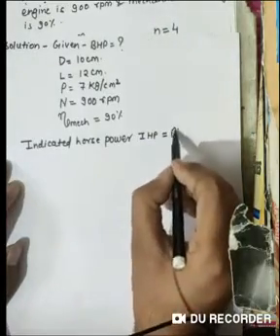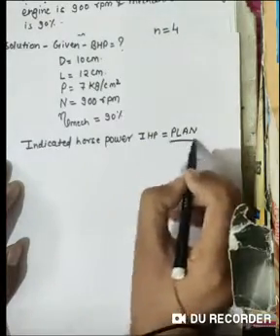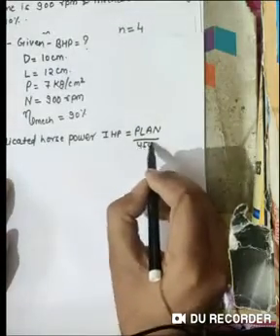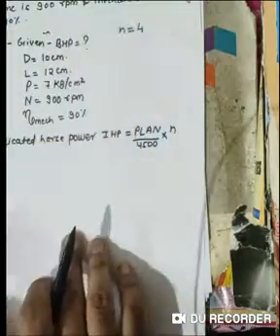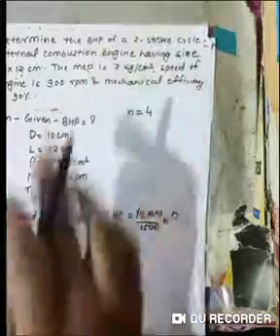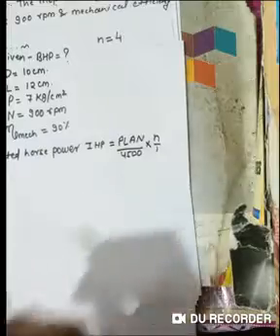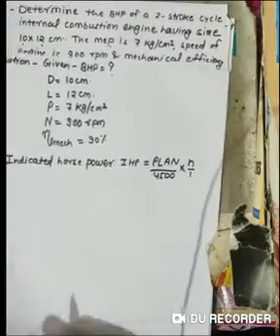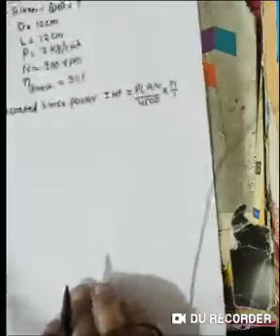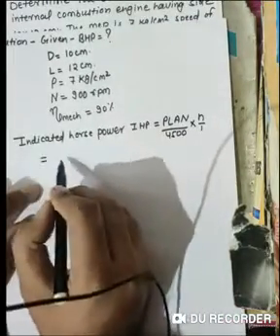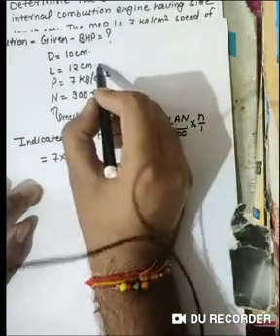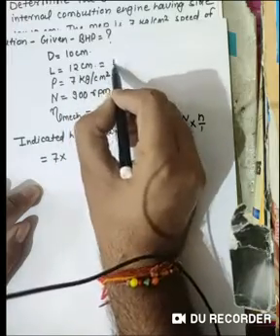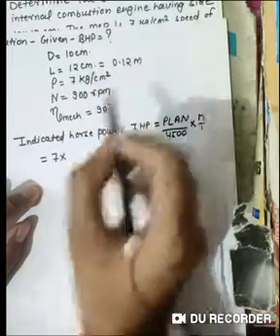is equal to PLAN upon 4500 into n. So it is a two-stroke engine. In this question you can see it is a two-stroke engine, so that's why n is n by 1. If it is a 4-stroke engine, the value here is n by 2. Okay, so here P is 7 kg per centimeter square. Length of stroke is always in meter, so it is divided by 100 to give 0.12 meter.